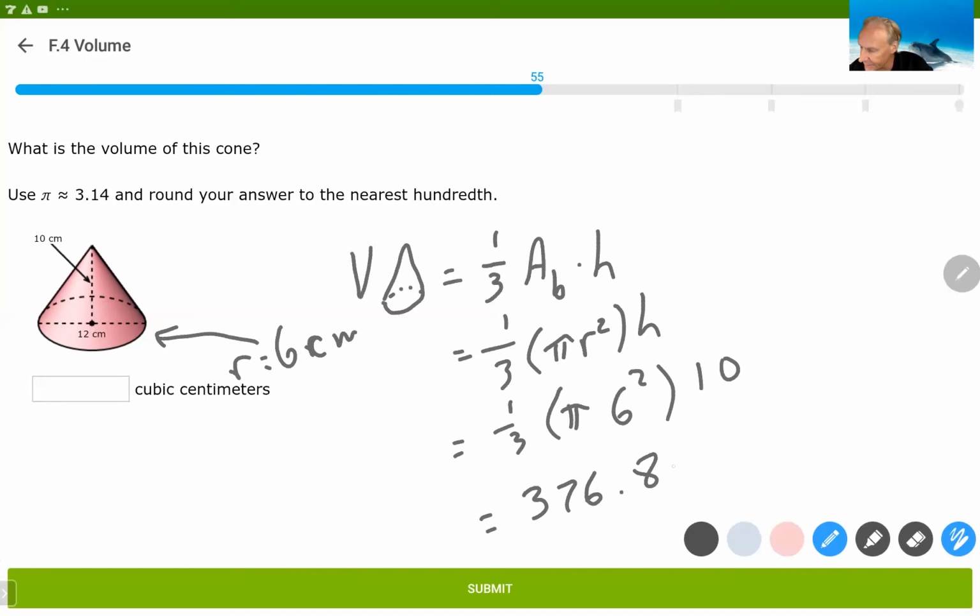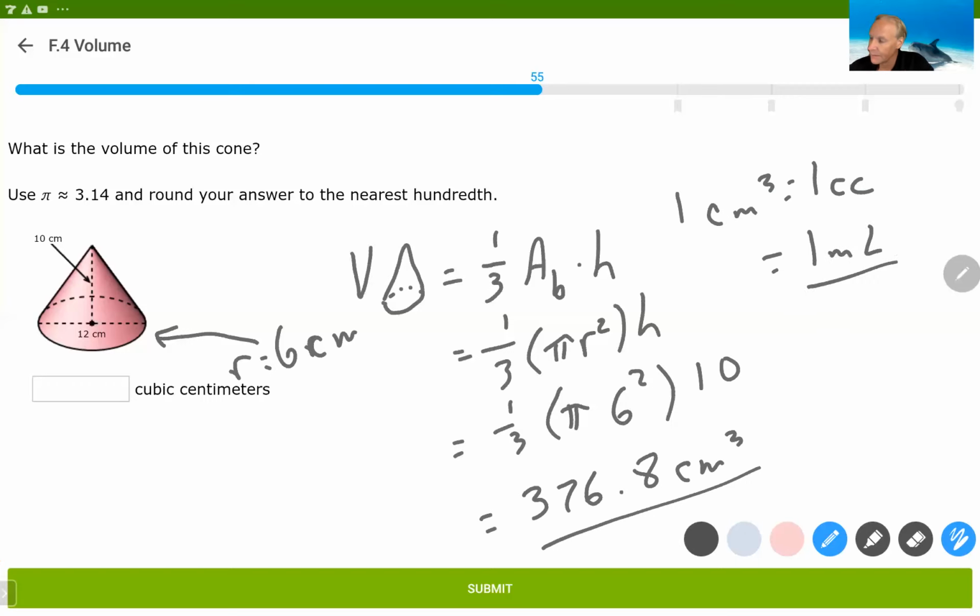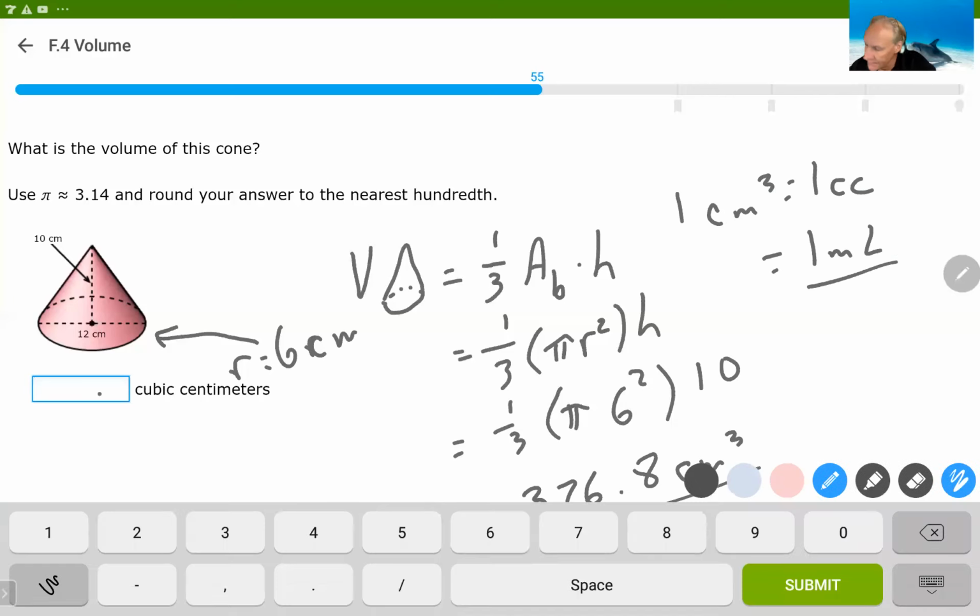And this is in centimeters cubed or cubic centimeters. Some people have heard this called cc's. That's cubic centimeters. What's really interesting is that 1 cubic centimeter, 1 cc, is exactly 1 milliliter of volume. So if you have 1,000 cc's, you're looking at a liter. Makes it easy to make conversions. This one is 376.8. There we go.